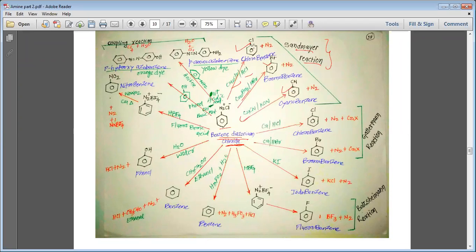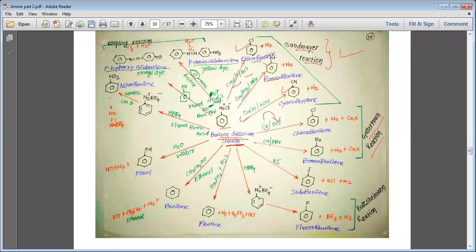So these chlorobenzene, bromobenzene or cyanobenzene are produced by the Sandmeyer reaction by using the copper salt of halogen or cyanide. In the same way, chlorobenzene and bromobenzene can also be prepared by another reaction, which is known as the Gattermann reaction. In the Gattermann reaction, my dear students, this cuprous salt we prepare in situ.